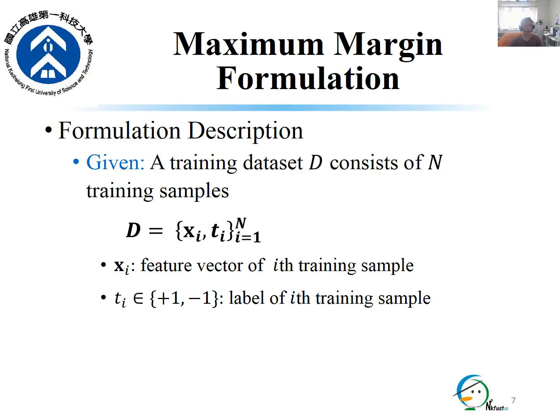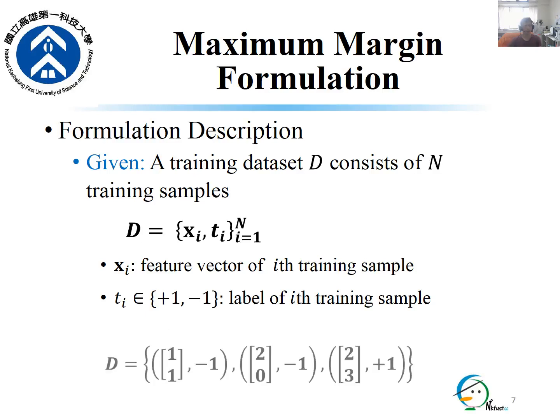After introducing the idea of SVM, we then give the formal formulation of SVM. Consider a training data set consisting of n training samples, where each training sample has its feature vector and a label. For mathematical convenience, we assume that the two class labels are +1 and -1. Here, we give the example of training dataset D consisting of 3 two-dimensional training samples.